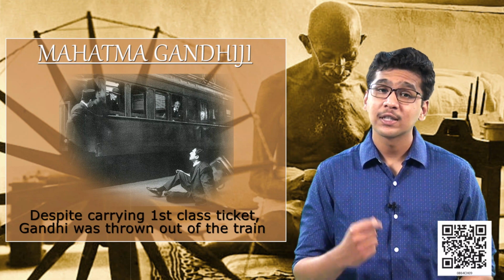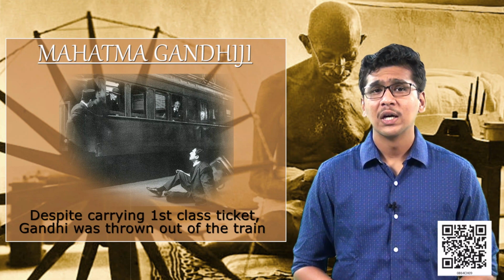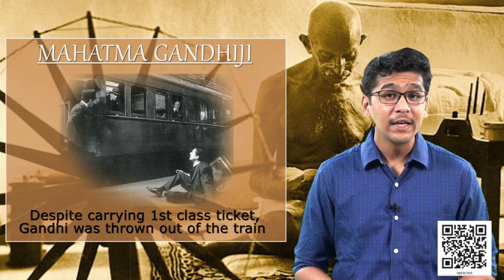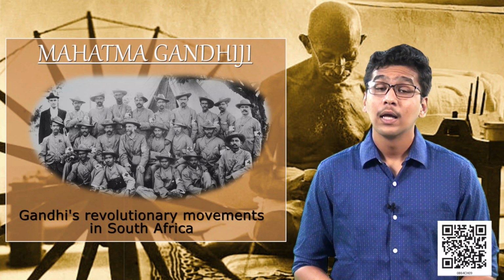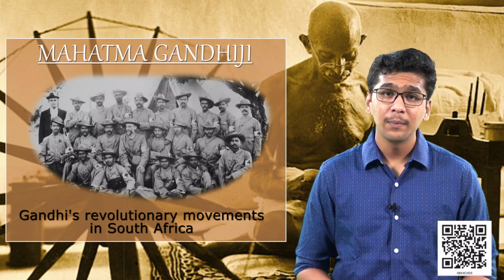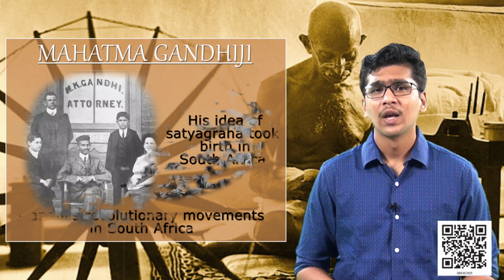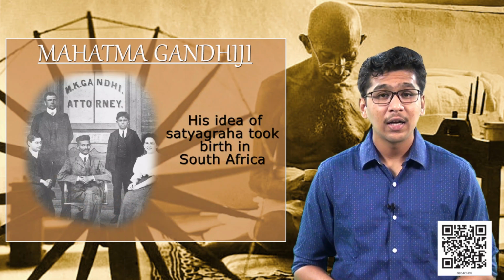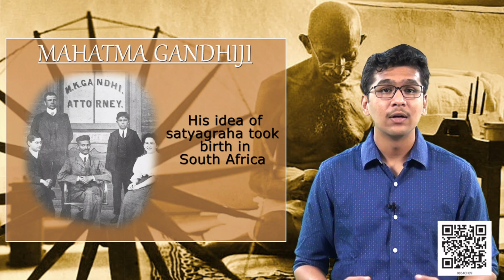While he was traveling by train in South Africa, despite carrying a first-class ticket, Gandhiji was thrown out of the train because a white man complained of an Indian sharing space with him. From there on, Gandhiji led non-violent movements against the white people who oppressed the native Africans and Indians. His idea of Satyagraha took birth in South Africa and he came to be known as a leader worldwide.